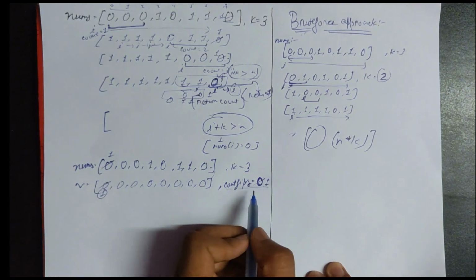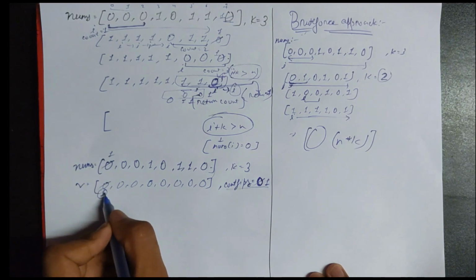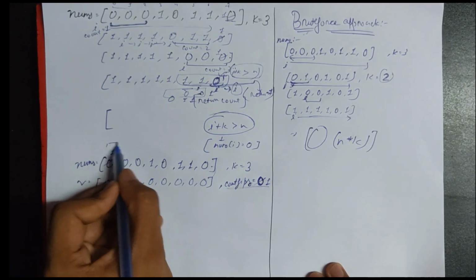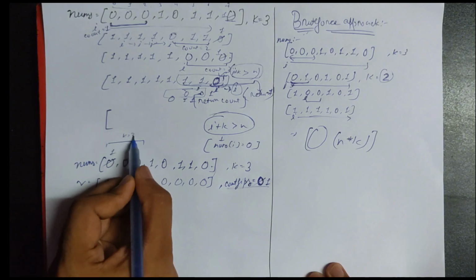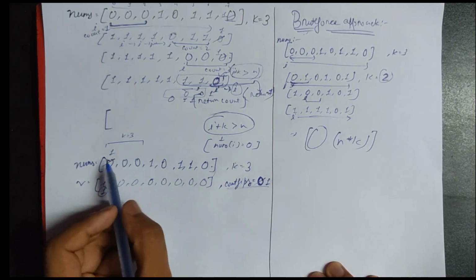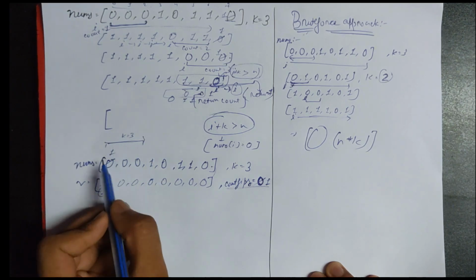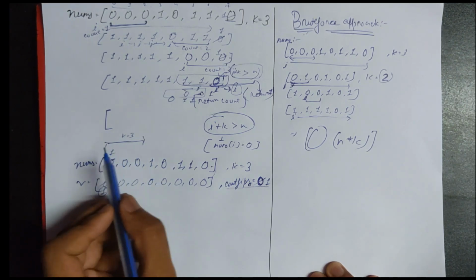Okay, so as we toggle the number, we update the value as 1, and the k range given was 3. So in this case all these values are toggled, but we will not run a loop from left to right. We will toggle these values while traversing with i. Let's see how we will do that.